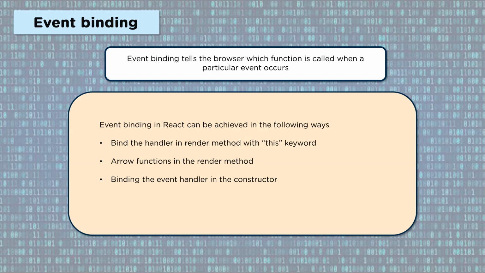So binding the event handler in the constructor is also another step or another mode via which the event binding can be achieved. The arrow function as a class property can also be implemented to do the binding.